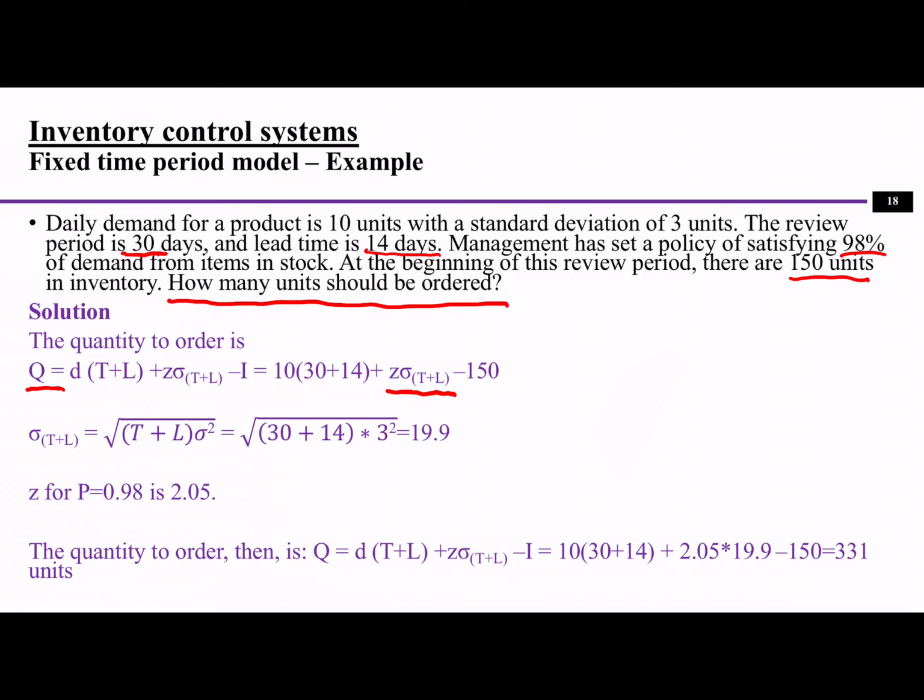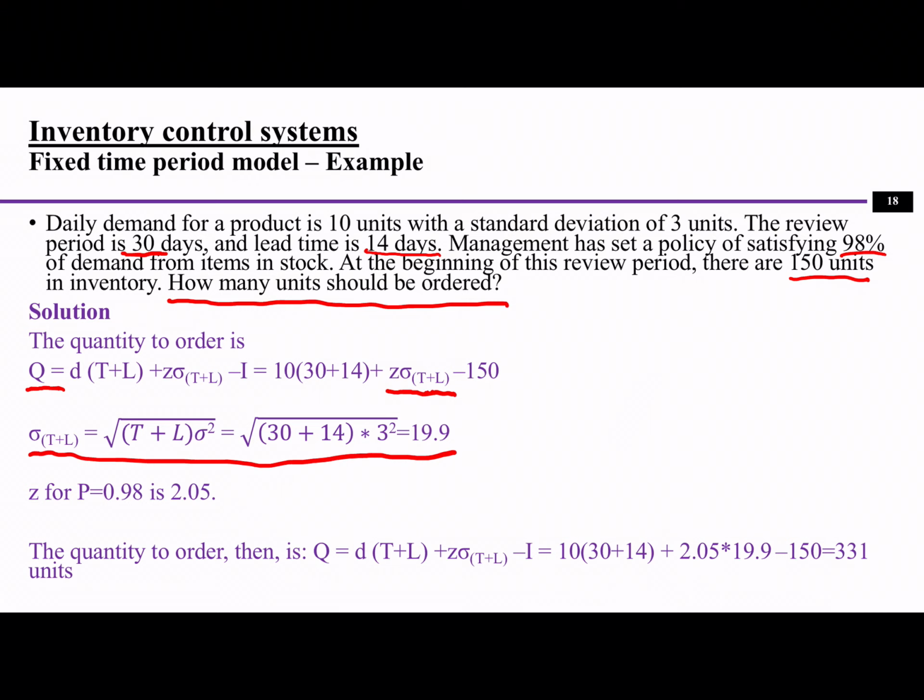All right, Z, we know we can find out Z for 0.98 is 2.05. Now we need to only find out the sigma. So we talked about how to find the standard deviation for a certain period. Then we just need to use that equation to find out the sigma for T plus L.